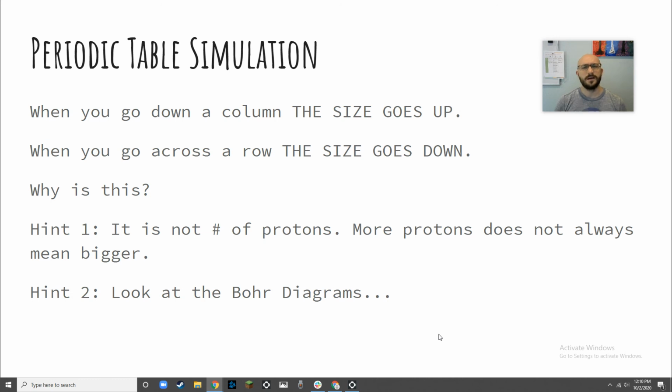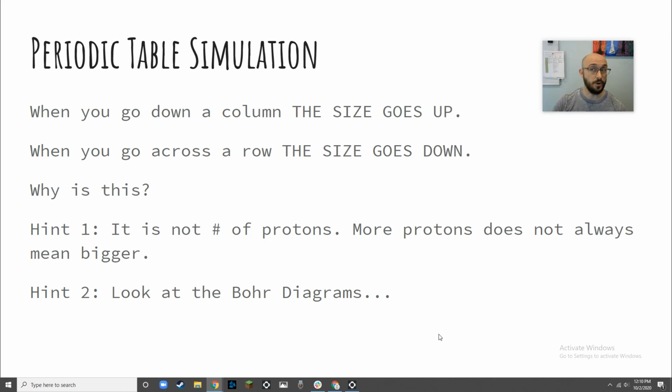All right. Why? I just need you to think of a reason why. It doesn't have to be correct. But your first hint is that it's not the number of protons. As you go down, you get more protons and you get bigger. But as you go across, you get more protons, but get smaller. So it can't be protons.